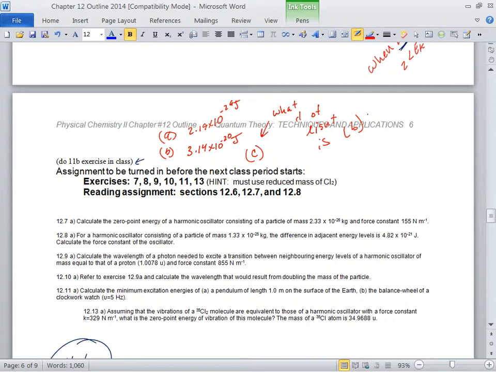So what expression do you write to figure out the wavelength of a light to make that excitation happen? The energy of a photon equation: E equals hc over lambda. Or frequency, yeah, E equals h times frequency, which is E equals hc over lambda. And then just solve for your wavelength.